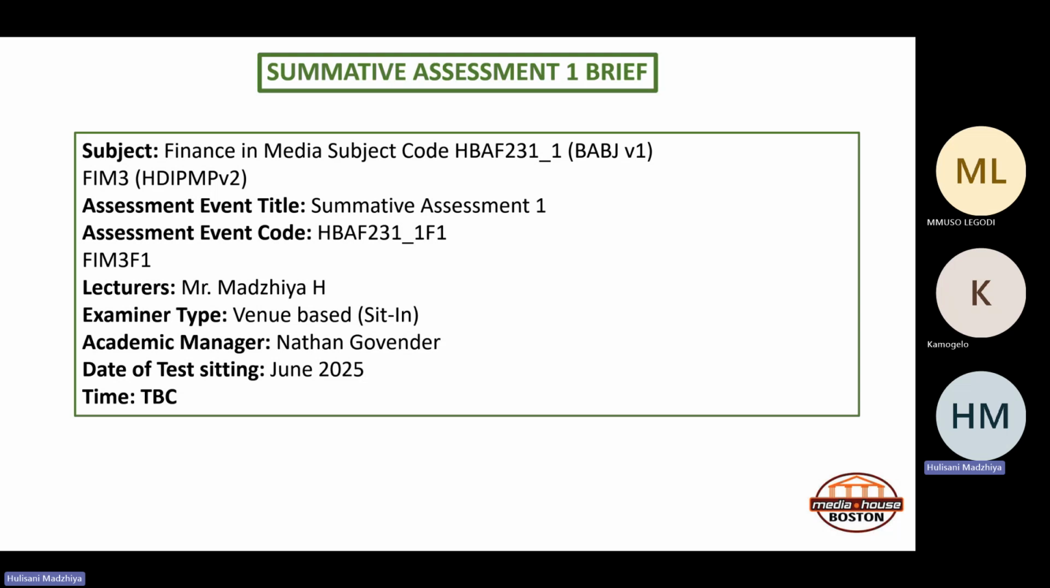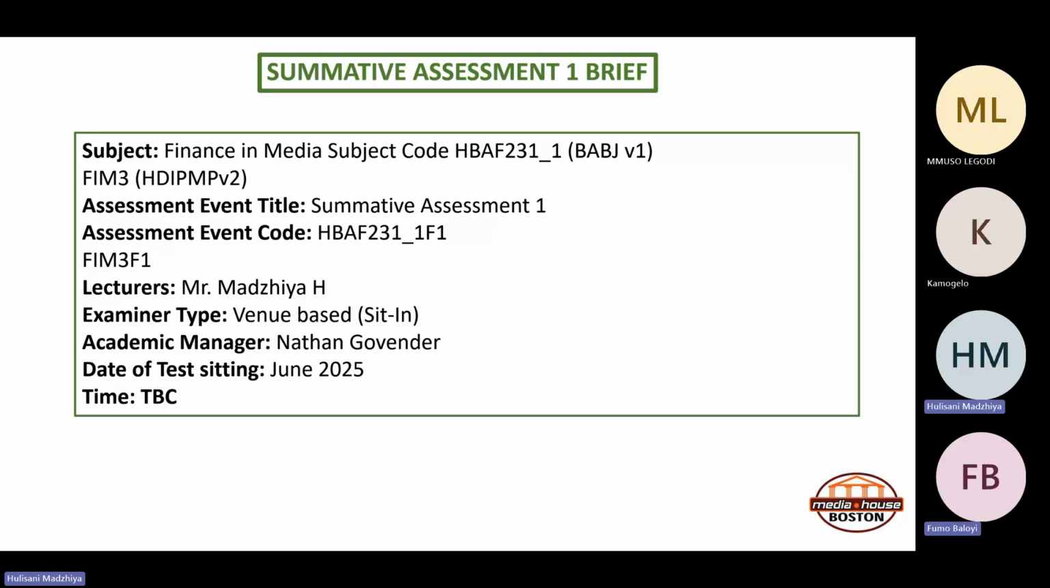The date and time, I just want to quickly confirm if there is a date and time for this assessment which has already been set so that I can inform you of that date and time. So you will be writing your summative assessment on the 5th of July. So you will be writing on the 5th of July from 10 o'clock to 1 o'clock at room 1.